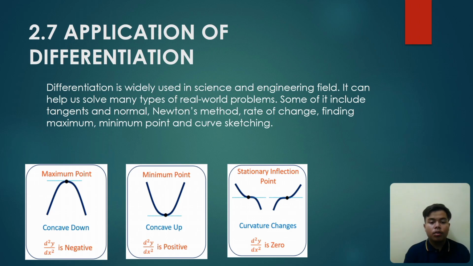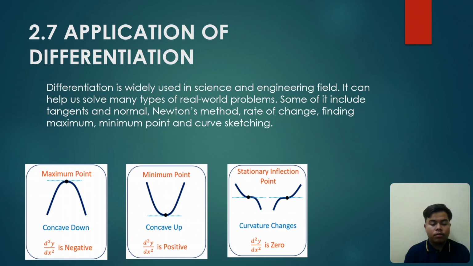Today I'll be explaining about 2.7, application of differentiation. As we all know, differentiation is widely used in science and engineering fields. It can help us solve many types of real-world problems. Some of them include tangent and normal, Newton's method, rate of change, finding maximum and minimum points, and curve sketching.